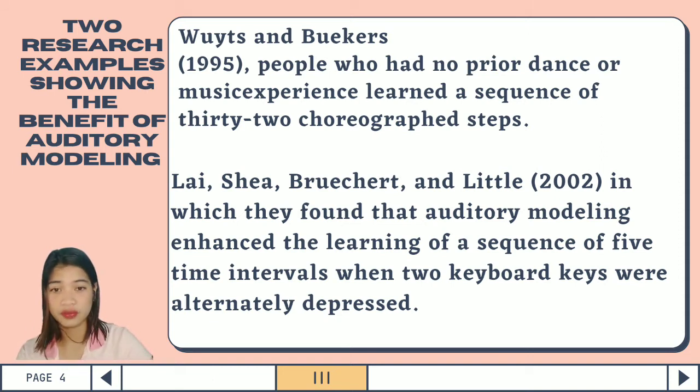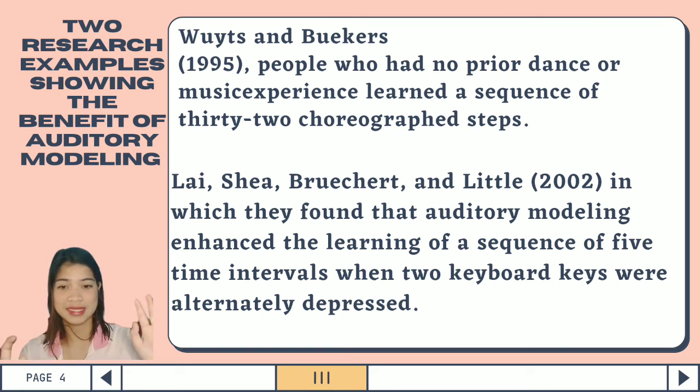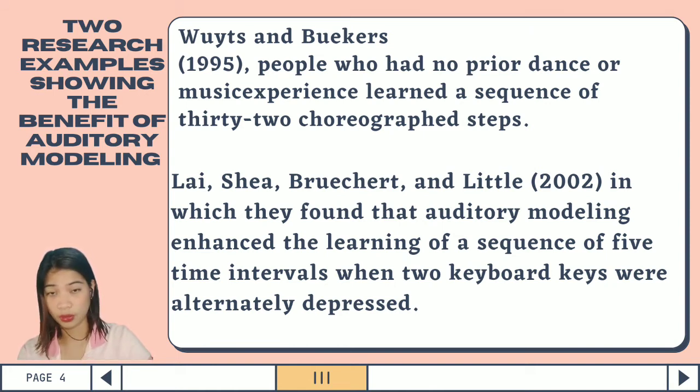On the other hand, in the experiment by Lai, Shea, Bruechert and Little, 2002, they found that auditory modeling enhanced the learning of a sequence of 5 time intervals when two keyboard keys were alternately depressed. Before each practice trial, participants heard a sequence of tones that represented the timing of the sequence they were to learn. In that way, auditory modeling works better.